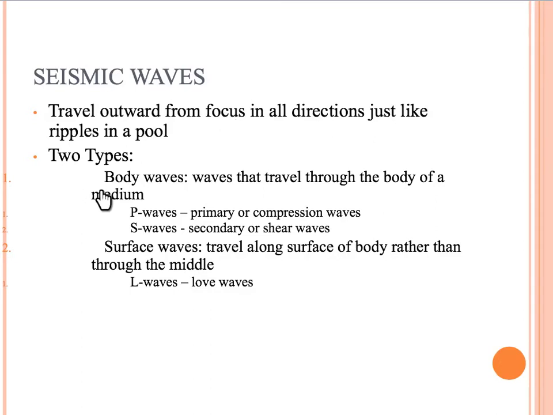There are two types of waves that we're going to learn about: body waves and surface waves. Of the body waves, we have P waves and S waves. A body wave travels through the body of a medium. A P wave is a primary or compression wave, and S waves are secondary or shear waves, versus surface waves, which travel along the surface of the Earth. The ones that we'll focus on are L waves, but there are also Rayleigh waves.